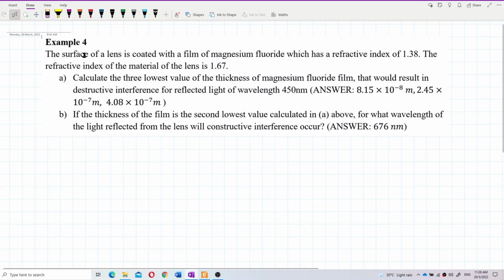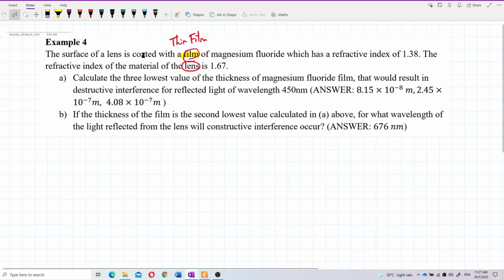Okay, so this is about thin film. First of all, we need to identify that this is a question about thin film. Let me start it off. We need to see there are two things here. One is the lens, and another thing is the film.